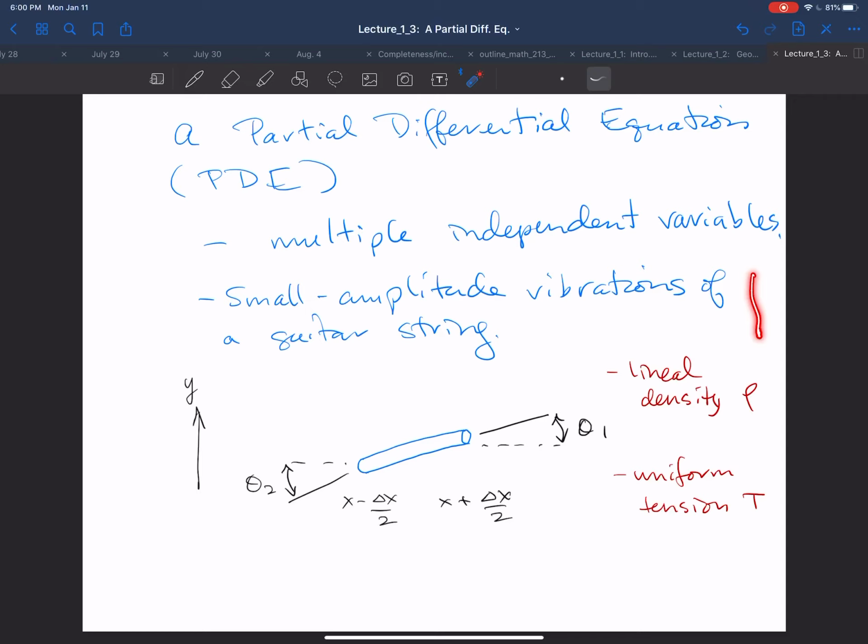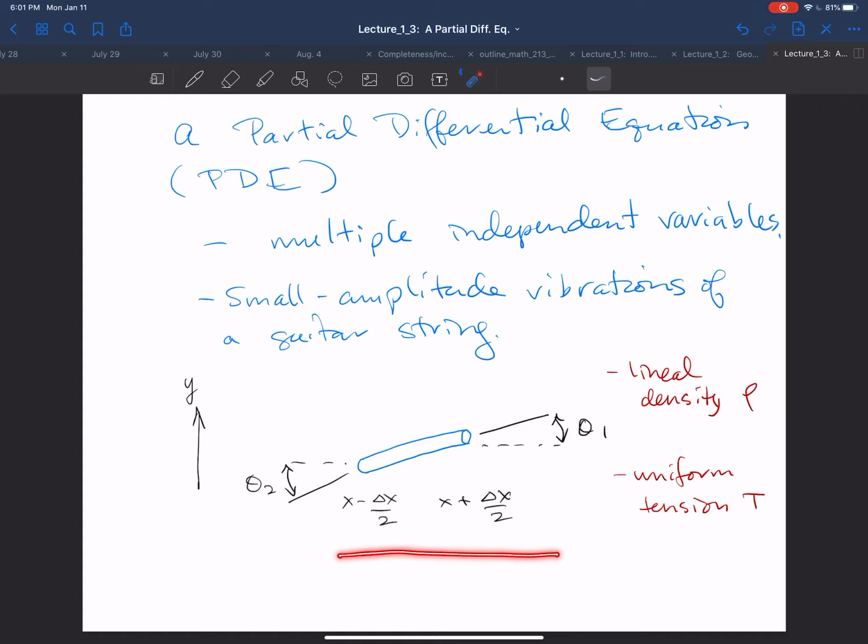particular at small amplitude vibrations for simplicity. Well, the vibrations, of course, vary with time. They happen in time, so you're going to need a time variable to describe them. And displacements of the string vary along its length, so you also need a spatial variable to describe that.